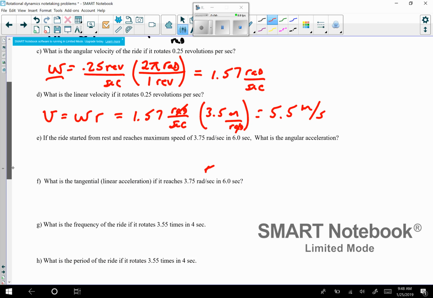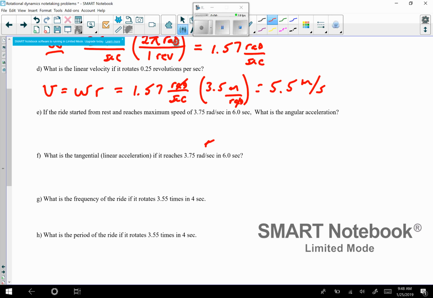Part E, I'm just going to go right down through the same thing we learned all year. We started with distance and went to velocity. Now we're going to do acceleration. It says if a ride started at rest and reaches a maximum speed of 3.75, well, if it started from rest, that's my zero. It's going to be my beginning velocity. And I'm not going to put a V here. I should put an omega, because that's my radians per second, my angular velocity. And it does that in 6 seconds. Well, that's time. What's the angular acceleration?